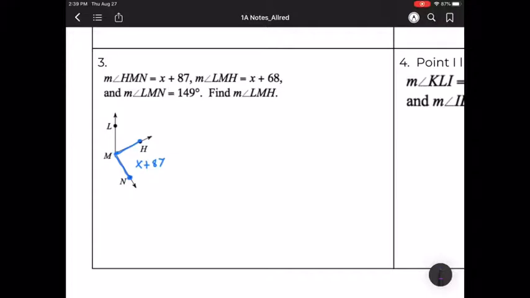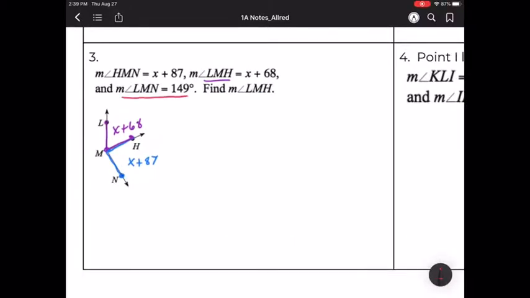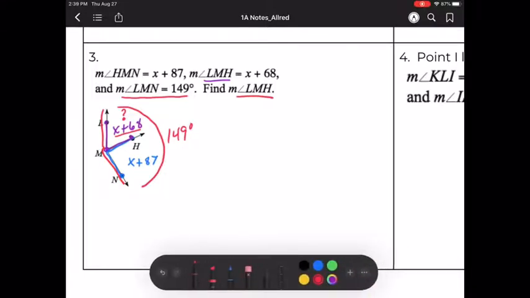One of the other parts is LMH. LMH, that's x plus 68. And then they also give you the whole amount expression, or in this case, the actual angle total for both of these put together is 149 degrees, meaning this angle is 149 degrees. They want you to find the measure of angle LMH. So that's this angle measure. So not just x plus 68. Once I know what x is, I'm going to add 68 to it to get my angle measure.